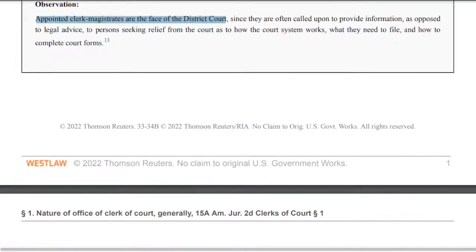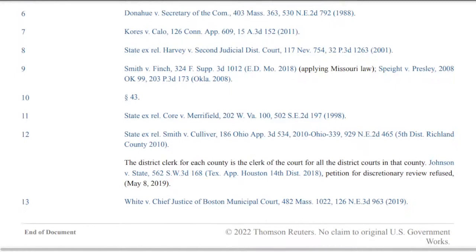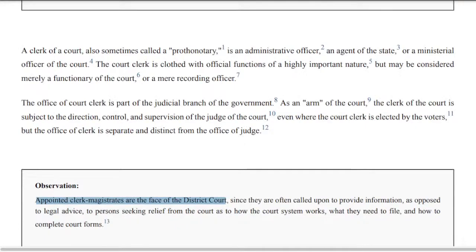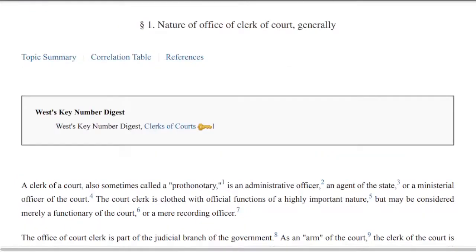So that's footnote 13. So let's look at some of these here. We'll start with that one, and that was in Massachusetts Municipal Court, Chief Justice of Boston Municipal Court, 2019, rather recent. There's another one, 2019. So there's a lot of recent cases that have been looked at as far as the nature of the office of the clerk of court.